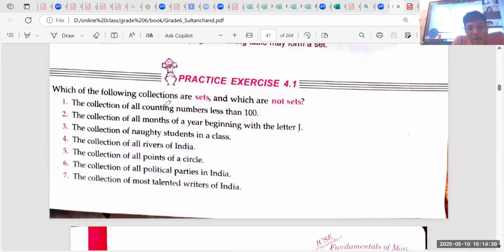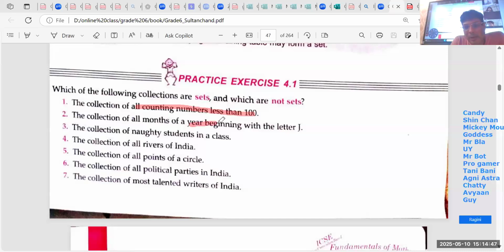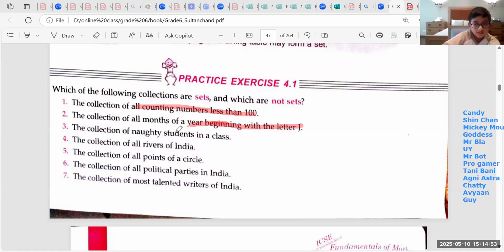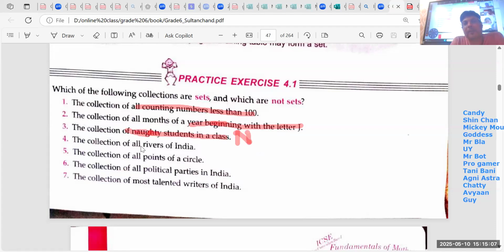So the collection of all counting numbers less than 100, set or not? Set. Everyone, you guys can speak, only UI is speaking. The months of a year beginning with the letter J, set or not? Set. The collection of naughty students in a class, set or not? Not a set. Why not? Because naughty students, again, the definition might be different for you, might be different for me.